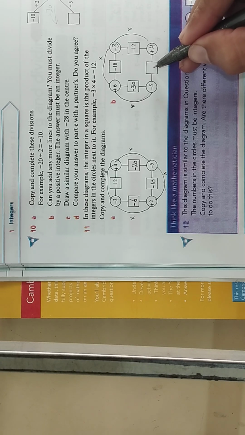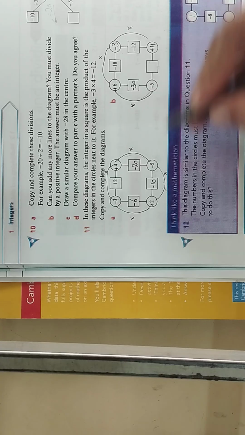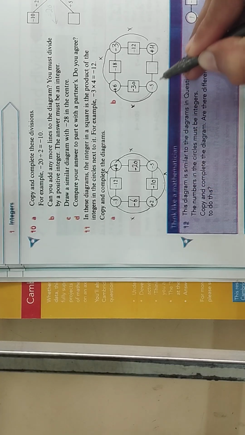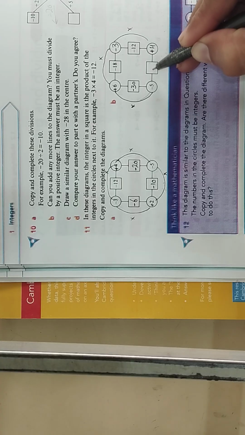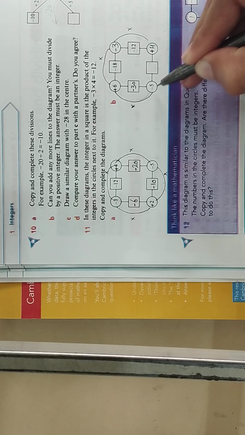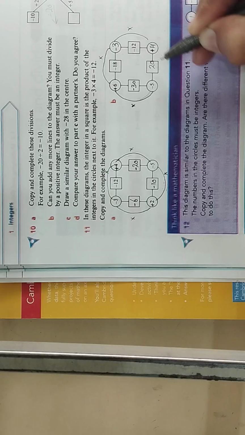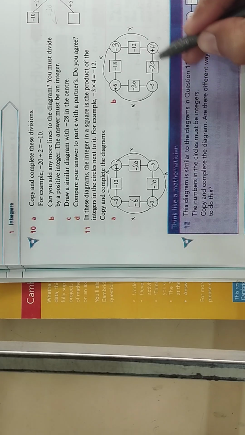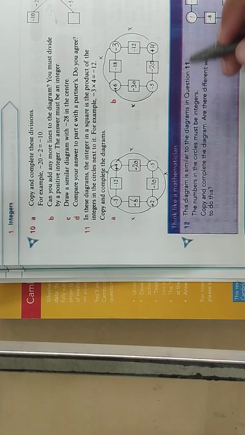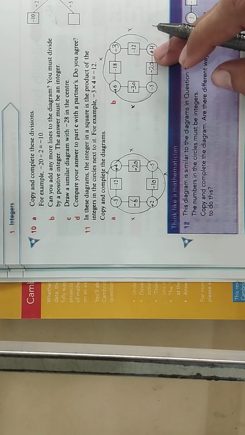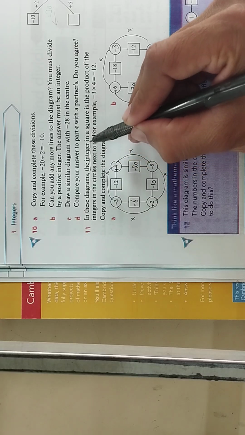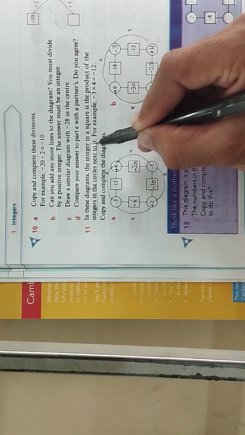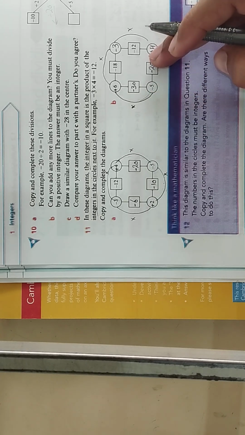Now how to find this missing number? By using this method. Multiply these two circles and you will get this number. 4 5s are 20 and plus multiply minus is minus. So this missing number is minus 20. So this was the method to complete these diagrams. I hope you understood the meaning of this line, which tells us how to complete these diagrams.